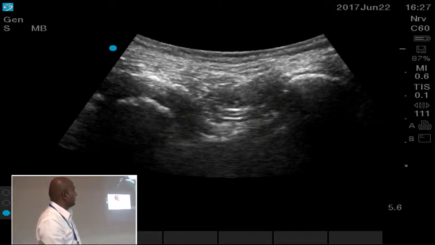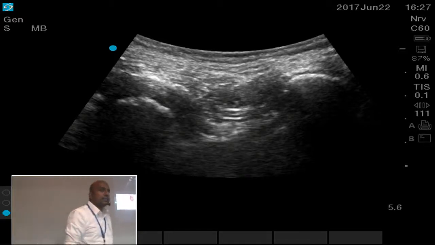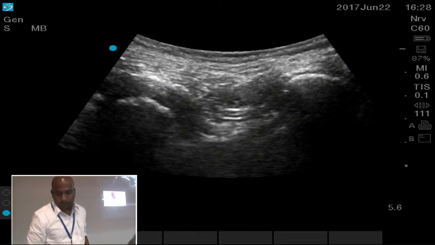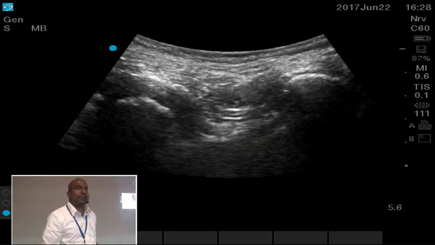Between the two, you are seeing two muscle groups, gluteus maximus and quadratus femoris, and in between the two you are seeing a hyperechoic structure. This is the subgluteal approach to the sciatic nerve. If you want to provide anesthesia to the thigh and knee, we will access the sciatic nerve at this level.